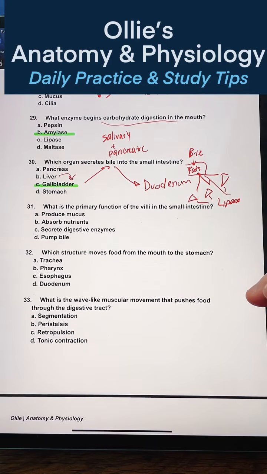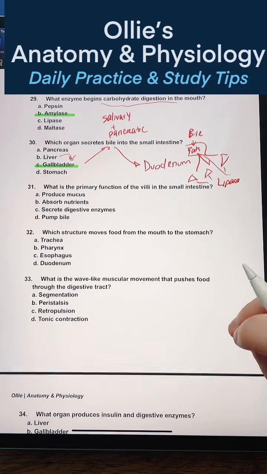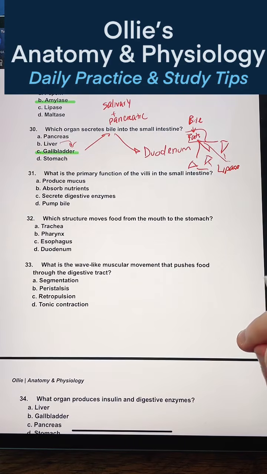Number 31, what is the primary function of the villi in the small intestine? A, B, C, or D?